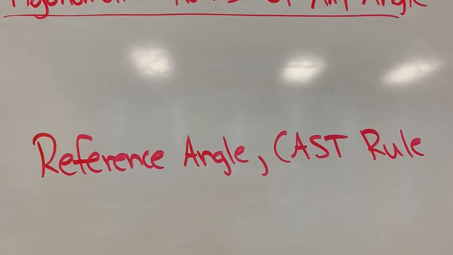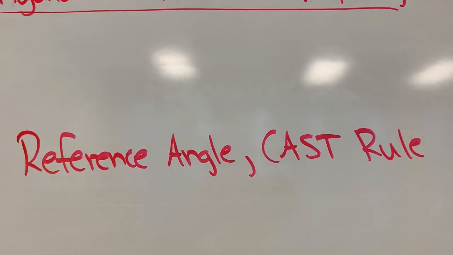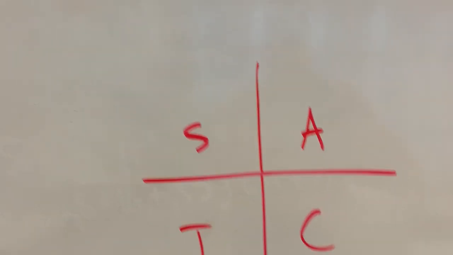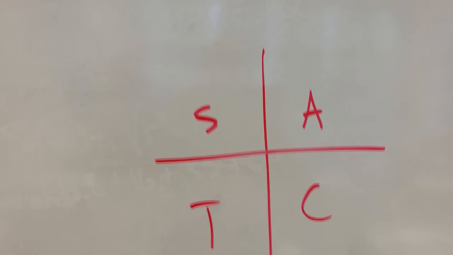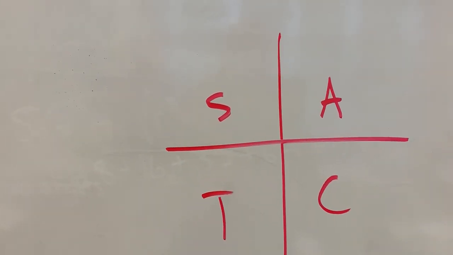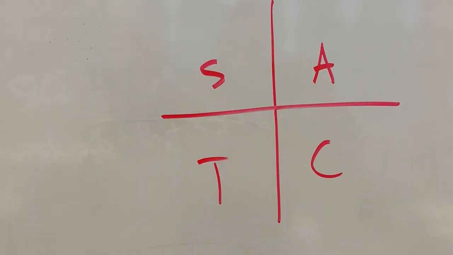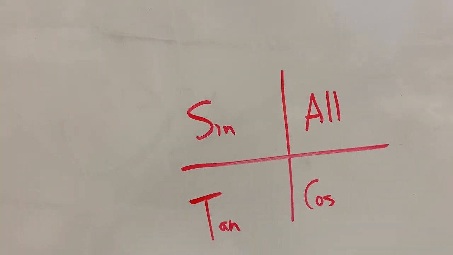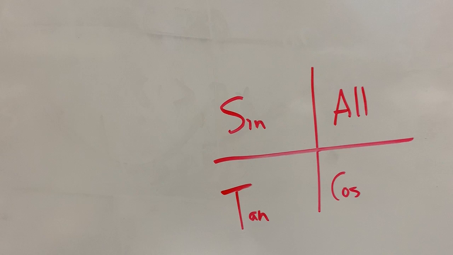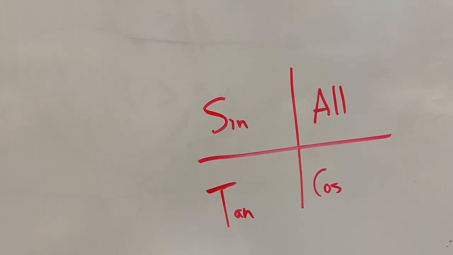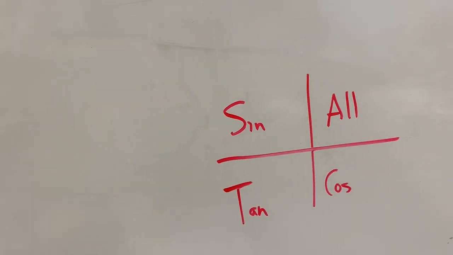And then the CAST rule is a bit of a new idea, so I'll talk about that really quickly now. CAST rule, it just looks like this, the four quadrants, CAST as labeled here, and it just tells you what's positive where. So all the trig ratios are positive in quadrant 1, sine is the only one positive in quadrant 2, tan only is positive in quadrant 3, and cos in quadrant 4.